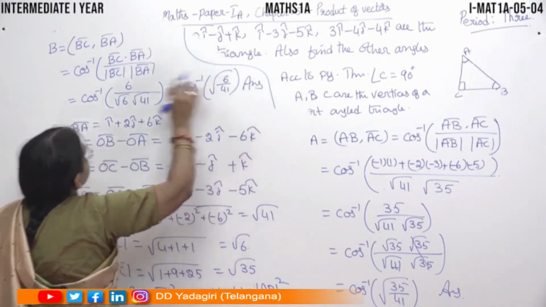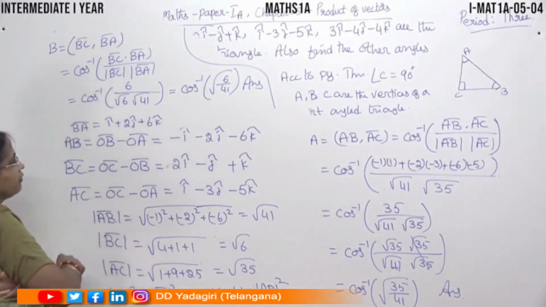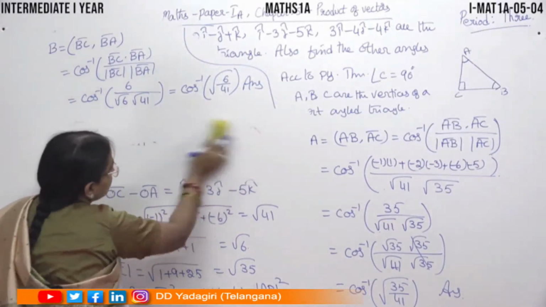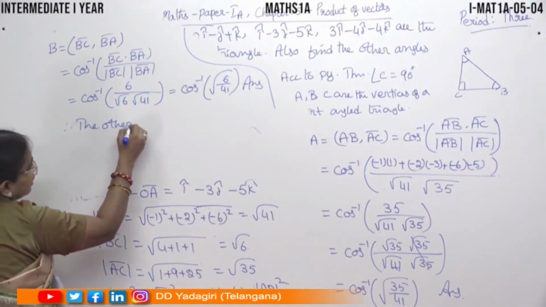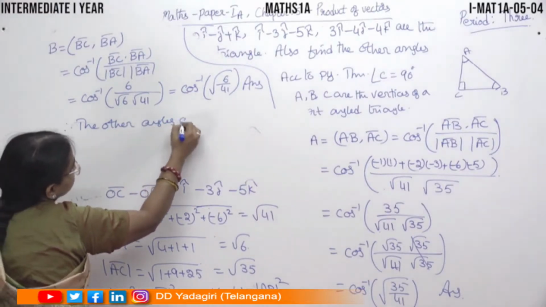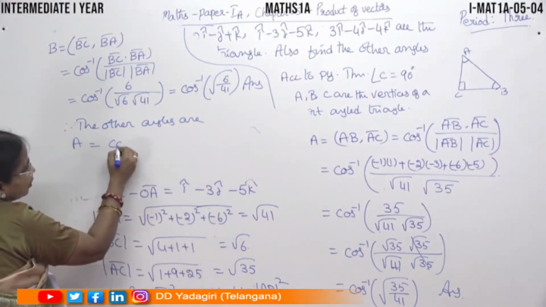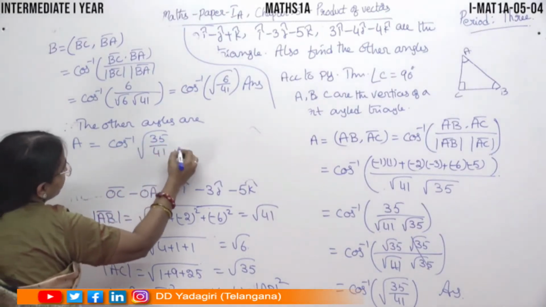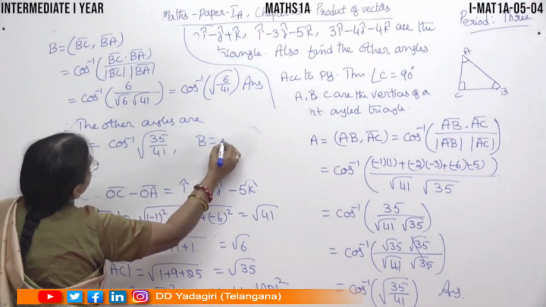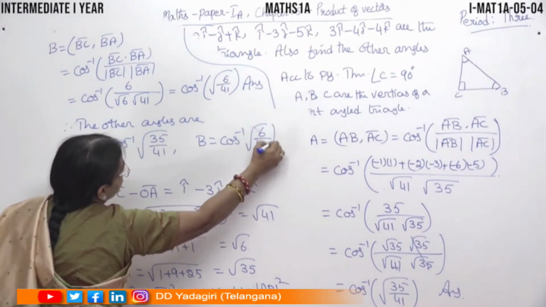This is another answer. So you will conclude and finally write: the other two angles are A is equal to cos inverse of root of 35 by 41 and B is equal to cos inverse of root of 6 by 41.